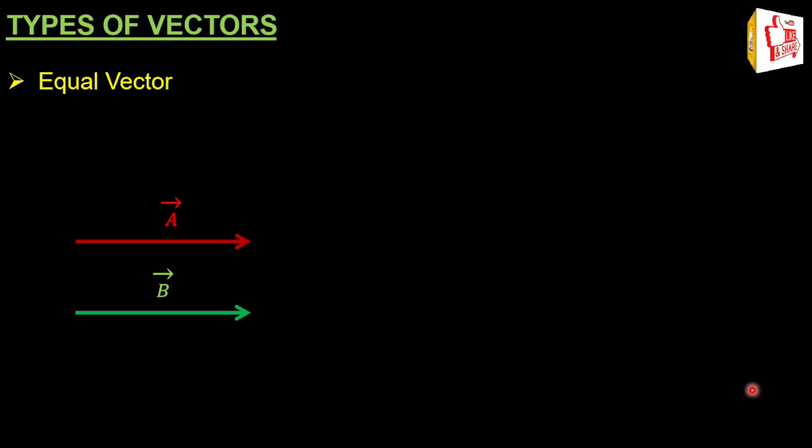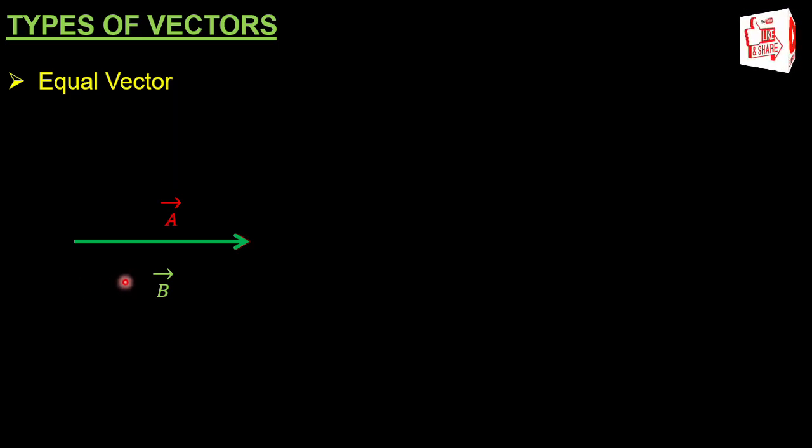Now moving toward equal vectors. Let's take two vectors a and b that have the same magnitude and direction. In other words, we can say parallel vectors, and more precisely, we can say the angle between both vectors is 0 degrees. These two vectors will be said to be equal vectors.